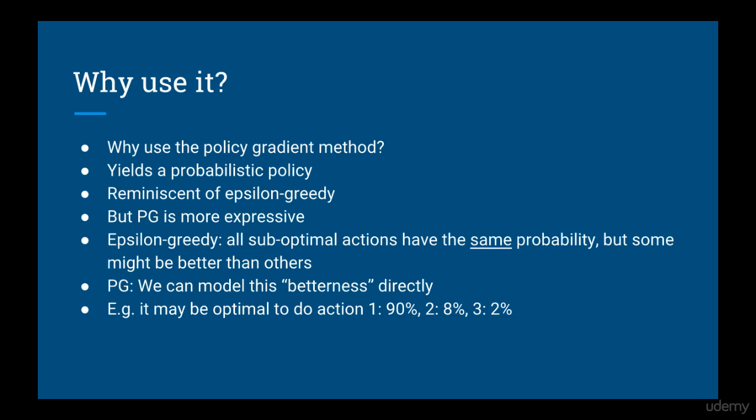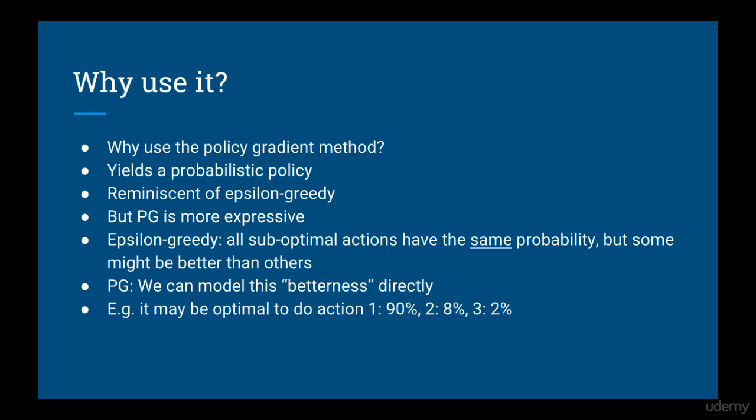Now that we've gone through the heavy parts of the policy gradient method, let's talk about why you might want to use it. We know that the policy gradient method yields a probabilistic policy. This should be reminiscent of epsilon greedy, which is also probabilistic. However, it should be clear why the policy gradient method is more expressive. With epsilon greedy, all the suboptimal actions have the same probability of happening, even though one might be better than the other. With the policy gradient method, we can model this betterness directly.